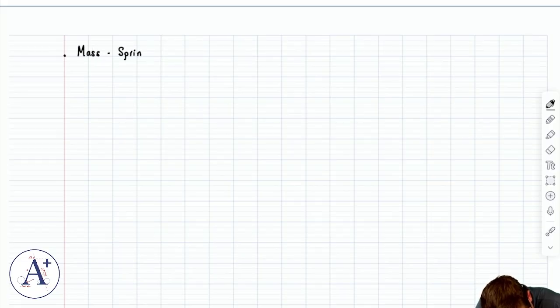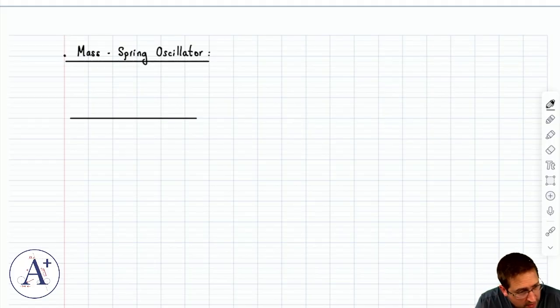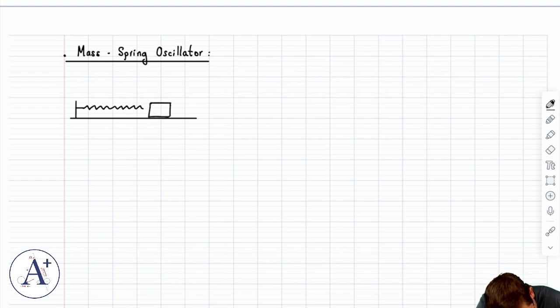Okay, now the simplest oscillator, and it's usually the one that we start with, is the mass spring oscillator. Okay, now that's very simple. It is going to be the mass attached to a spring, attached to a wall or something like that. And you are going to either pull the mass away and let it go or launch it into motion. And it is going to oscillate back and forth between minus A and A.